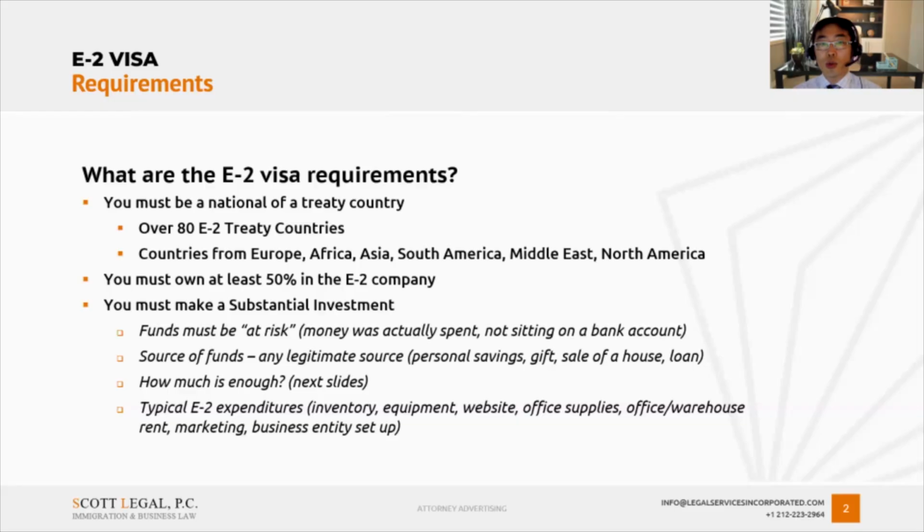Next one is that the source of funds should be satisfied. Any legit source can be used, but please keep in mind that the government wants to see very clear fund flows from your submitted documentation. So you should try very hard to keep it simple and easy for government officers to understand how funds were originated and came to the E2 business account.